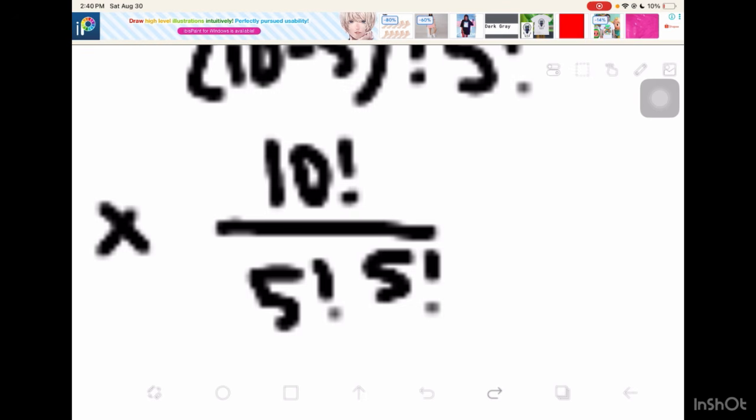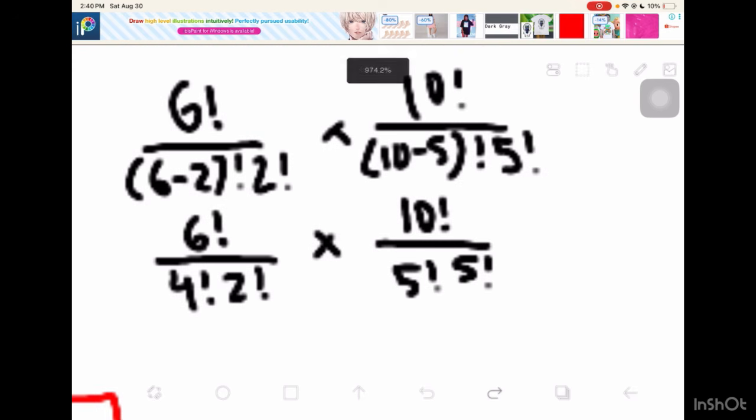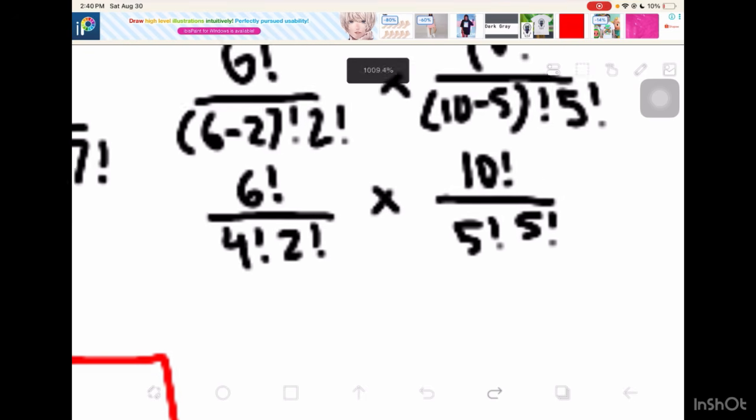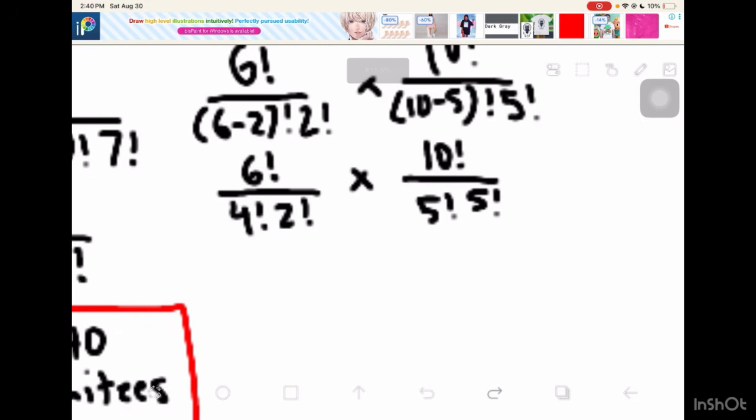Hold on, what? Is there an error? I think there's an error in this. Hold on. Oh, wait, I'm looking. Okay, let's solve this. If we do this mathematically, it looks like there's a visual error. Let's see.